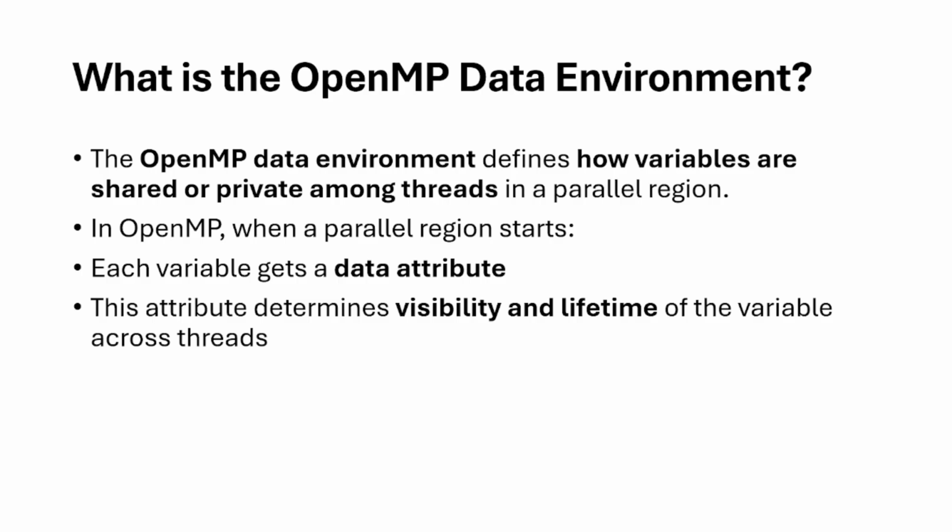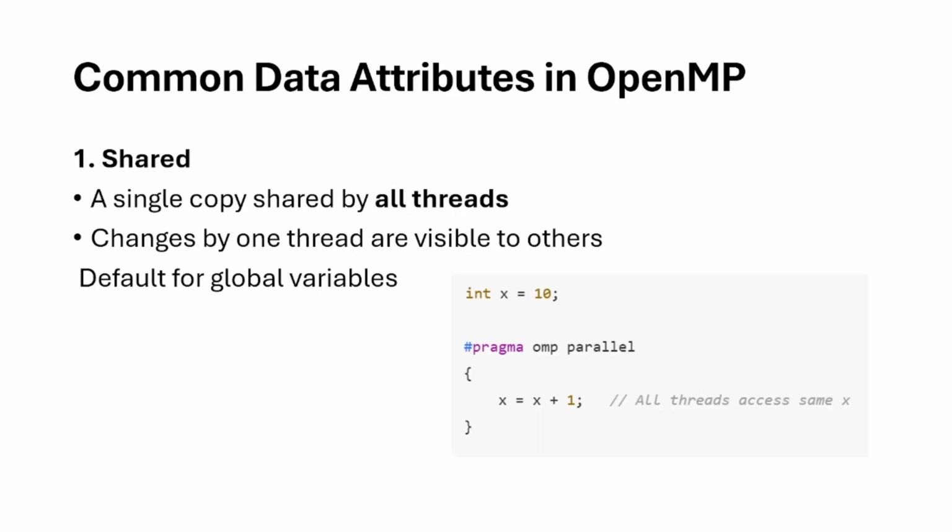And what is the OpenMP data environment? The OpenMP data environment defines how variables are shared or private among threads in parallel regions. When a parallel region starts, each variable gets a data attribute. This attribute determines the visibility and lifetime of the variable across threads. Common data attributes in OpenMP include shared. It is a single copy shared by all the threads, so changes by one thread are visible to others. This is the default for global variables.